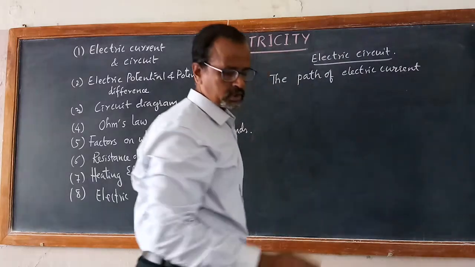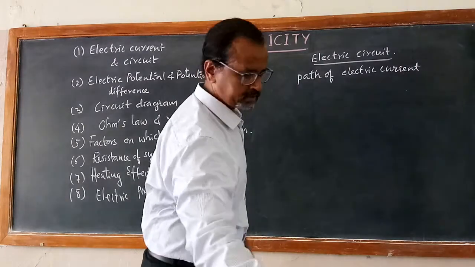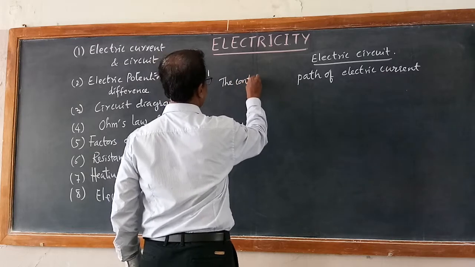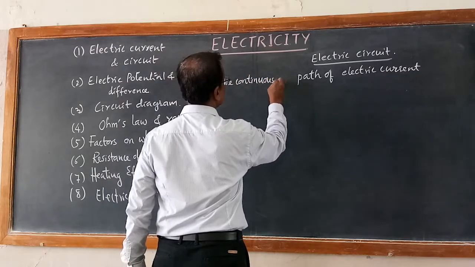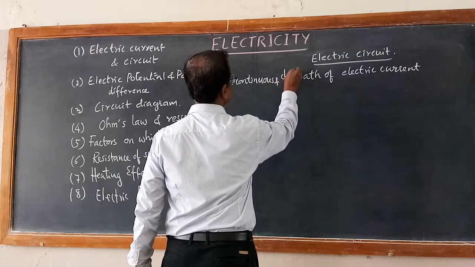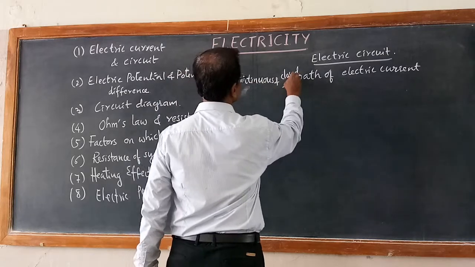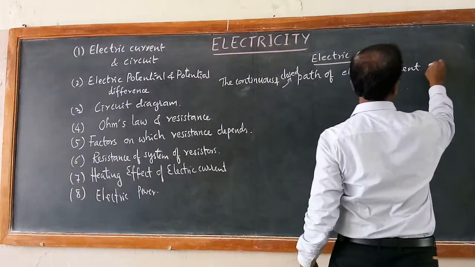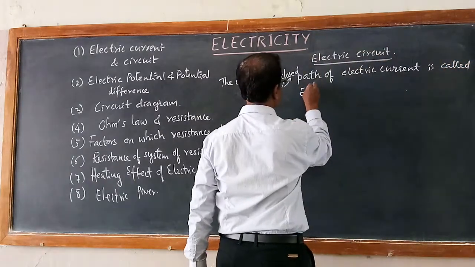It is actually the closed path, the continuous and the closed path of electric current is called an electric circuit.